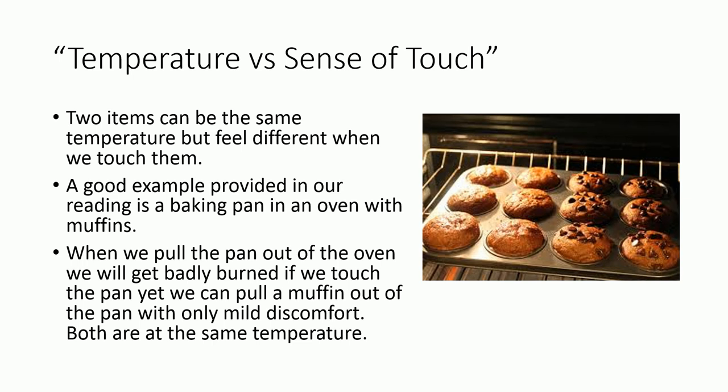Taking a look at temperature versus the sense of touch, two items can be the same temperature but feel really different when we touch them. I love chocolate chip muffins. But think about it. Most of you, if that tray was in the oven, could probably pull out a muffin, bounce it around in your hand and not get burned, and you could probably just start eating it, even if it just came out of the oven. But what about that pan? Did you grab that pan with your bare hands? No. So you have to be careful about how much heat is in something because there are other factors like conduction and conductance that come into play.